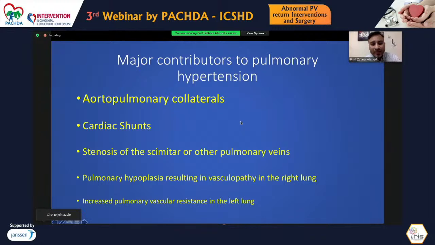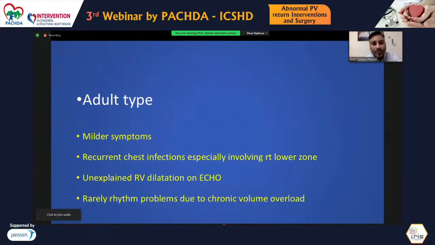Then coming down, stenosis of the scimitar or other pulmonary veins can also lead to pulmonary hypertension. And always we need to look for the left-sided pulmonary veins as well, because they might be contributing to pulmonary hypertension. Last but not the least, sometimes it could be pulmonary hyperplasia, which could result in vasculopathy in the right lung or increased pulmonary vascular resistance in the left lung. So whenever we are dealing with scimitar, we need to look for these contributors for the pulmonary hypertension for better treatment options.